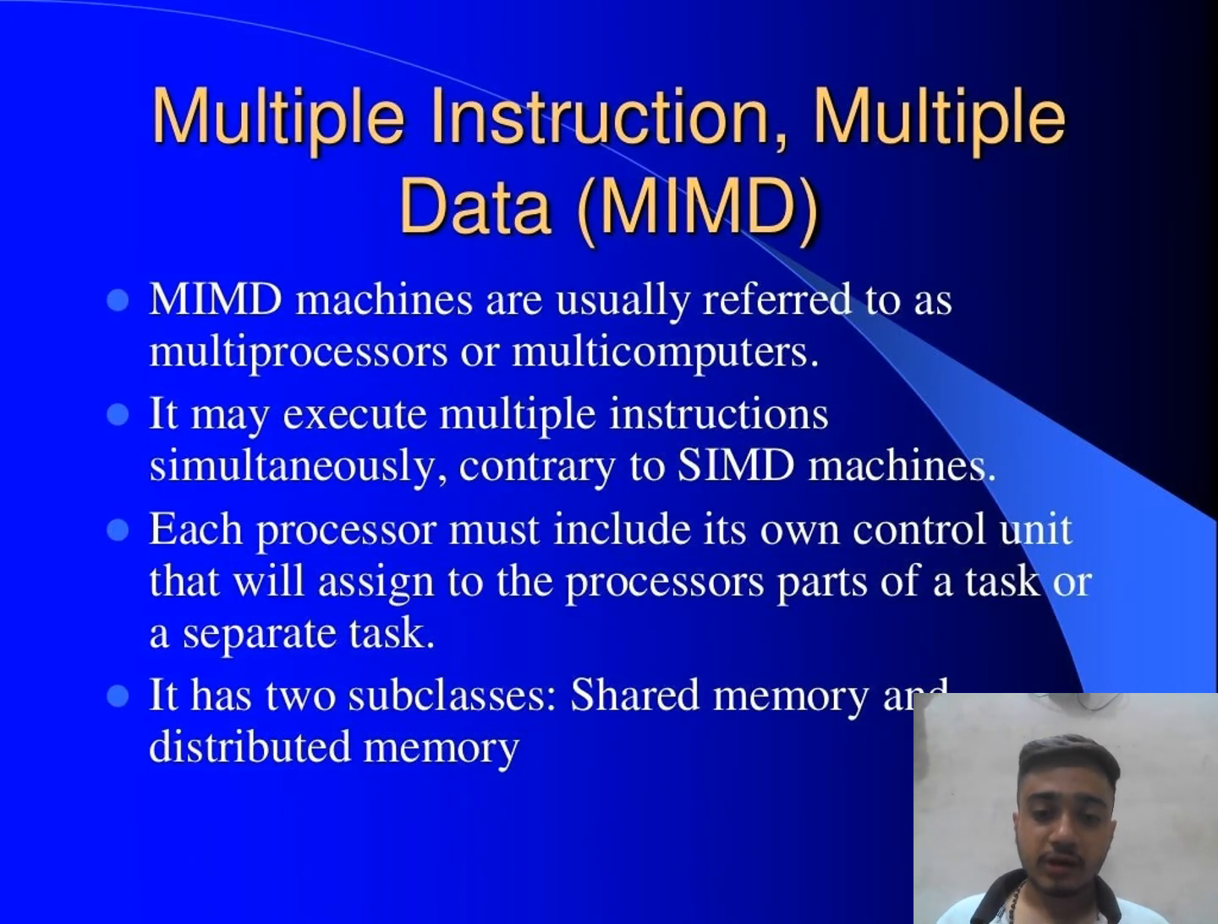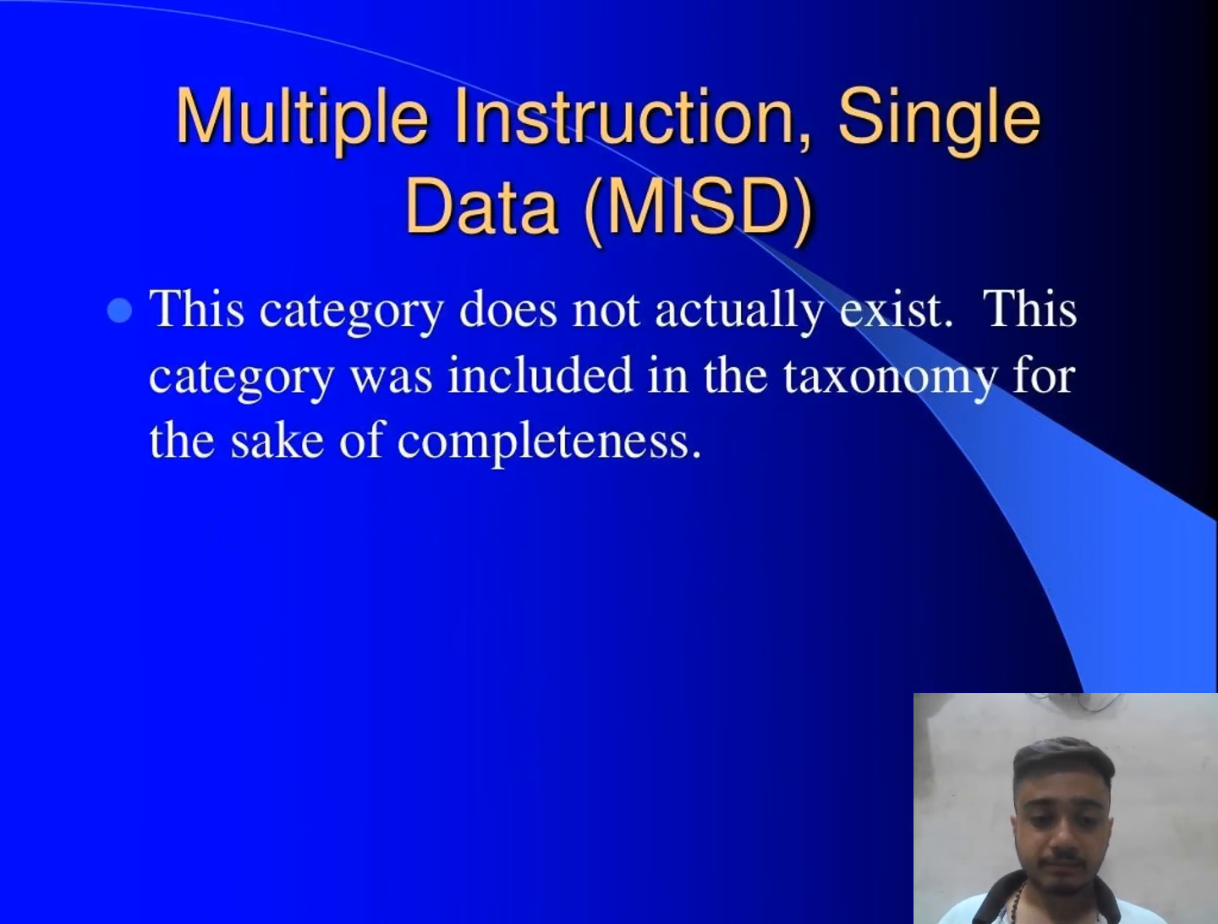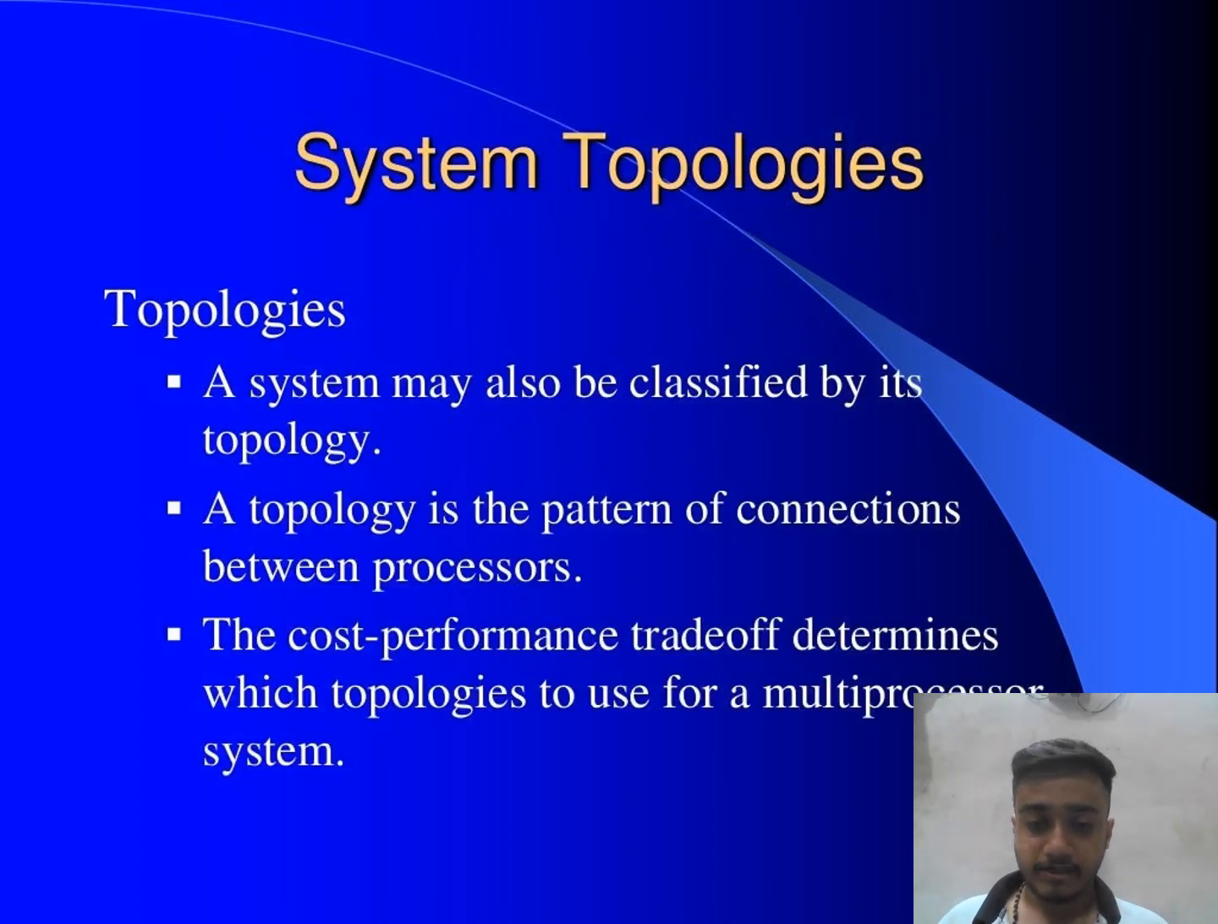Multiple instruction, multiple data. MIMD machines are usually referred to as multiprocessors or multicomputers. They may execute multiple instructions simultaneously, contrary to SIMD machines. Each processor must include its own control unit that will assign to the processor parts of a task or a separate task. It has two subclasses, shared memory and distributed memory. Multiple instructions, single data: this category does not actually exist. It was included in the taxonomy for the sake of completeness.